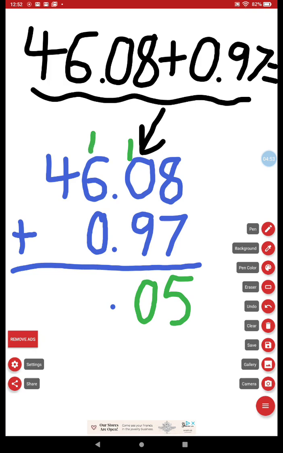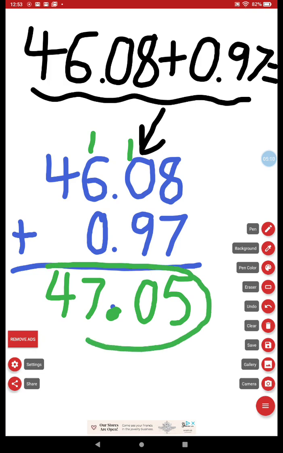1 plus 6 plus 0 is 7. 4 plus nothing is 4. Got my decimal point there to prove it. My answer is 47 and 5/100. All right, guys, remember, rewrite the problem, line up on the decimal, bring the decimal down, crunch the numbers. Go ahead and give that a try on your homework now.